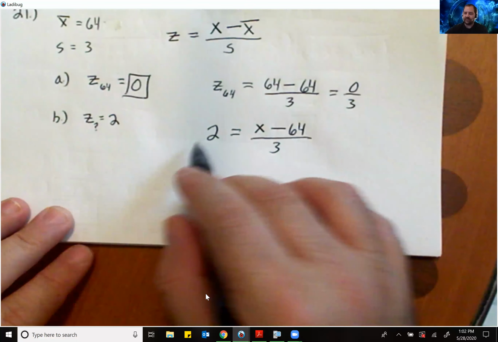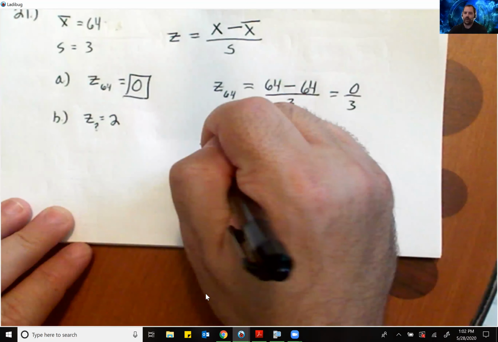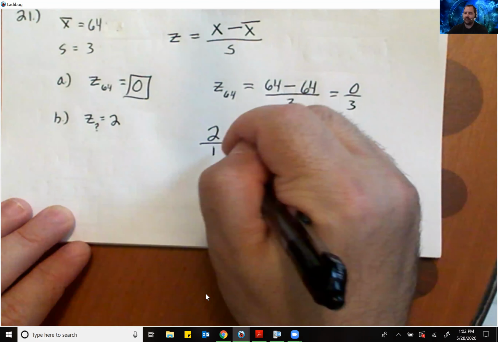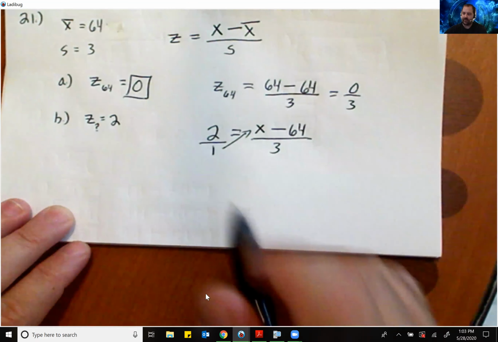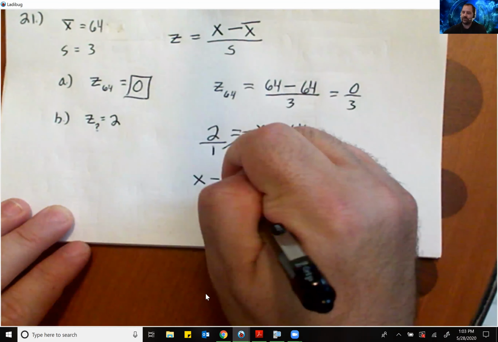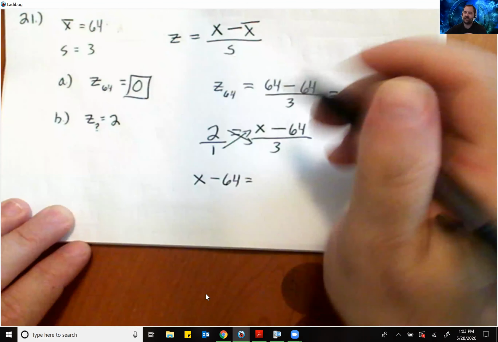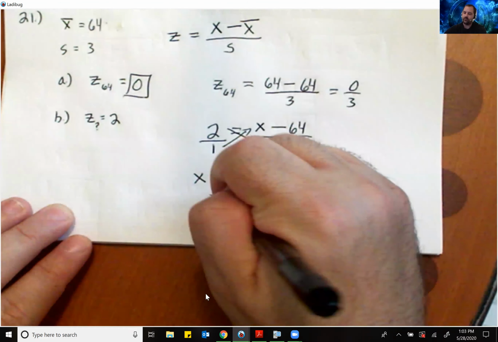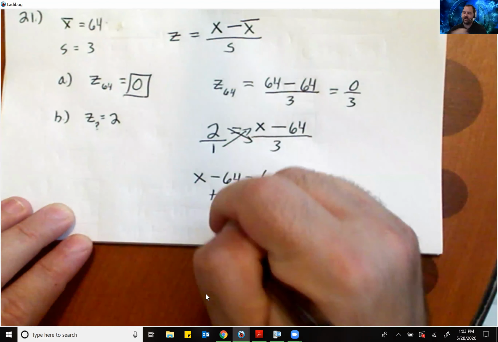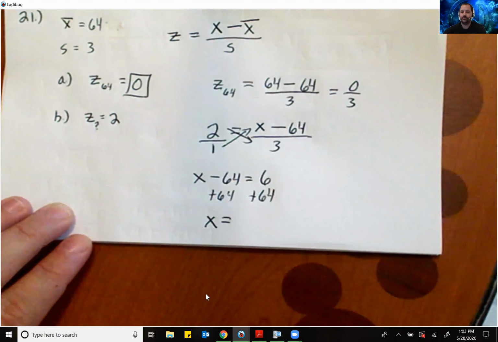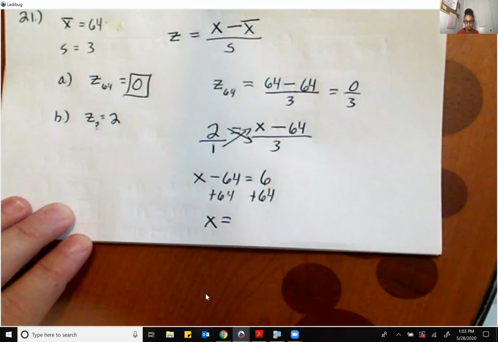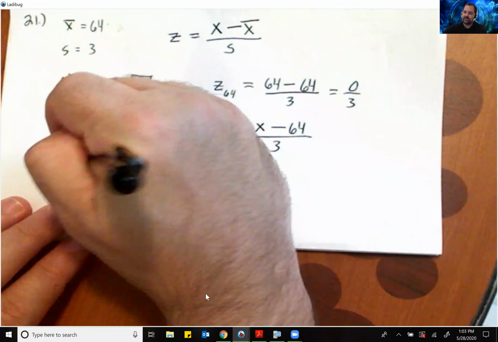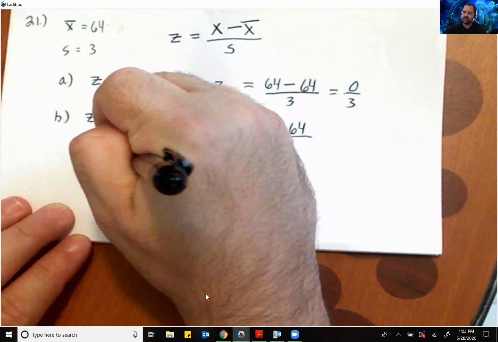Or in other words, you can think of this as a proportion. That number's over 1, right? And cross multiply. 1 times x minus 64 is x minus 64. 2 times 3 is 6. And then all we have to do is add 64. So x is equal to 70, and there's the answer. Our question mark was that the person was 70 inches.